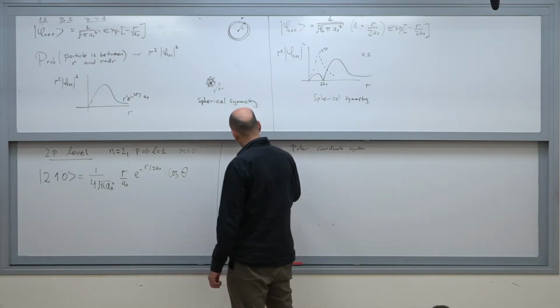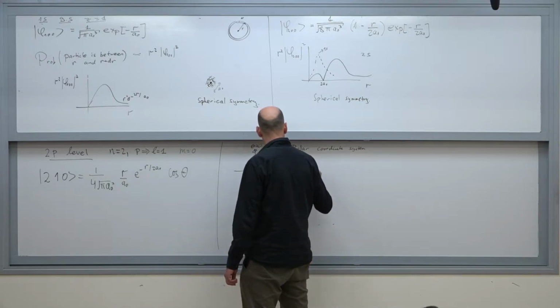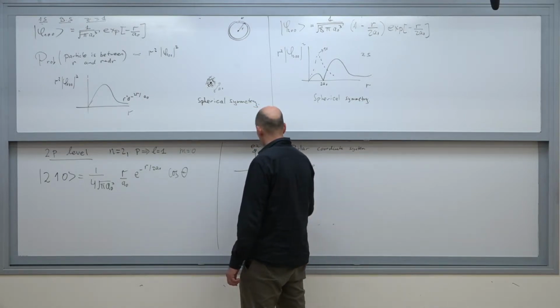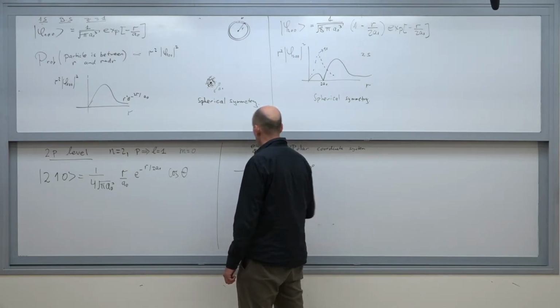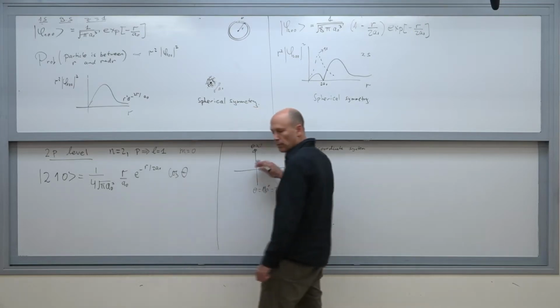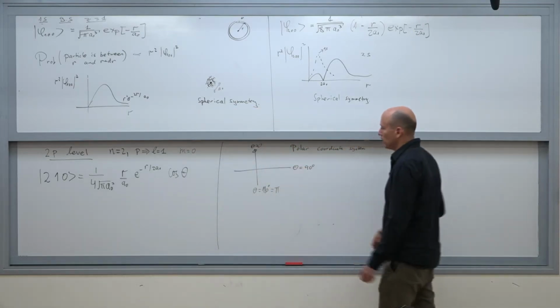So in the polar coordinate system, this is theta equals 0. This is theta equals 90 degrees. This is theta equals 180 degrees, pi, etc. And of course you have all the other angles here.